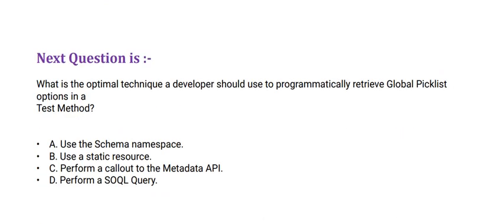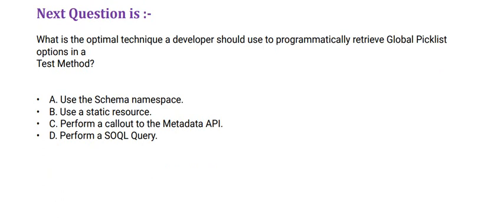Next question is: what is the optimal technique a developer should use to programmatically retrieve global picklist options in a test method? Option A, use the Schema namespace. Option B, use a static resource. Option C, perform a callout to the Metadata API. And option D, perform a SOQL query.